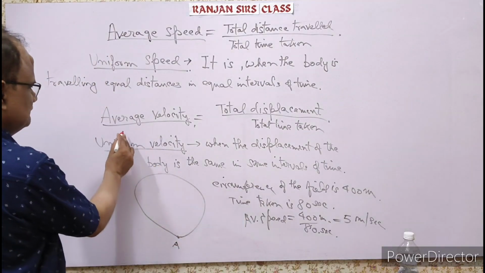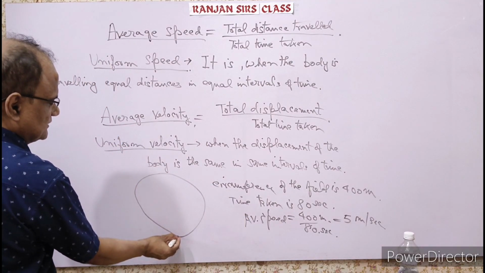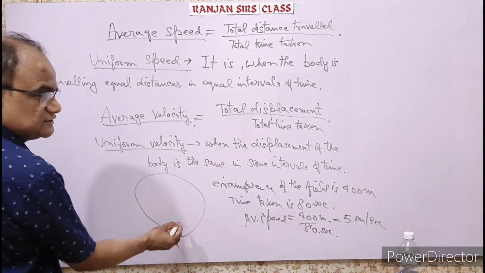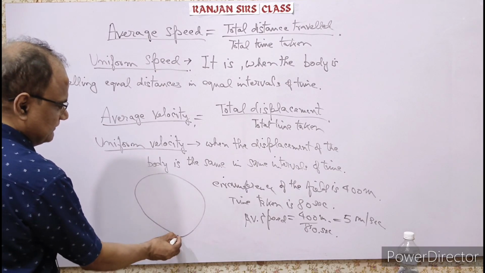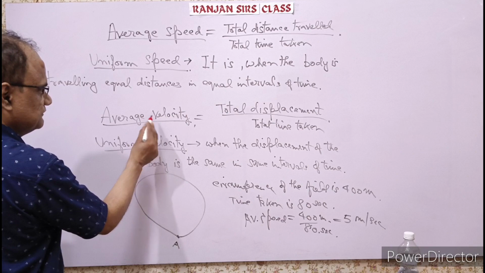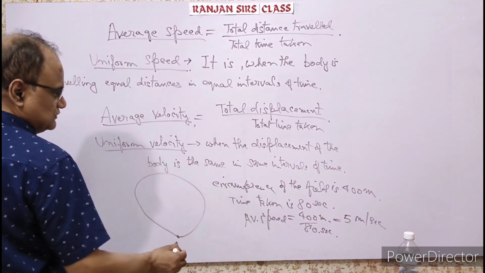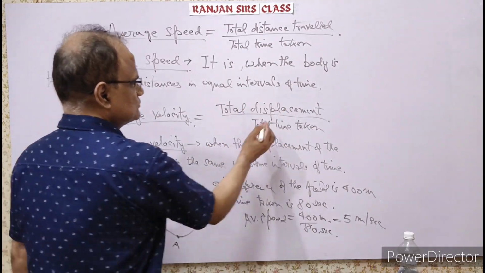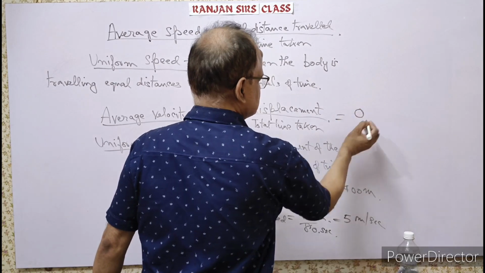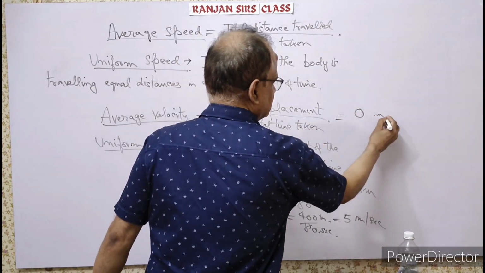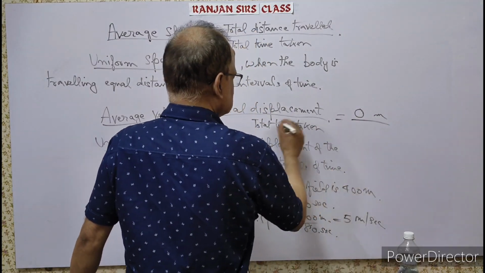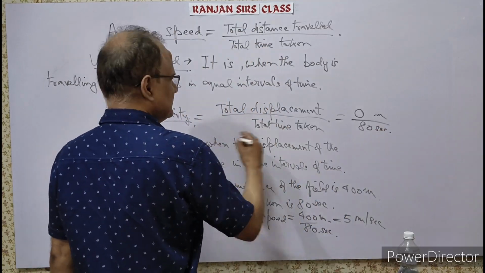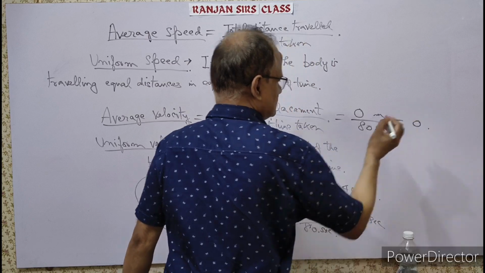Now we will find the average velocity. The person has gone around the field and come back to the original position. So what is the displacement? Displacement here is 0 because the person has again come back to the original point. So what will be the average velocity in this case? Average velocity will be total displacement divided by total time. Total displacement was 0, there is no displacement because he has come back to the original point. The time taken was 80 seconds. So my average velocity is coming out to be 0.